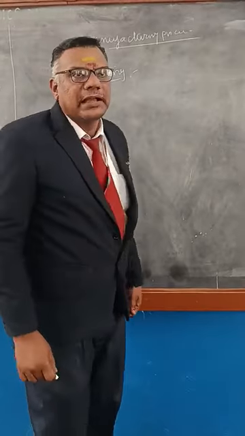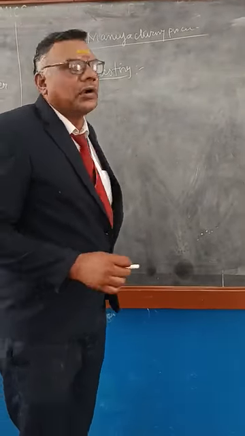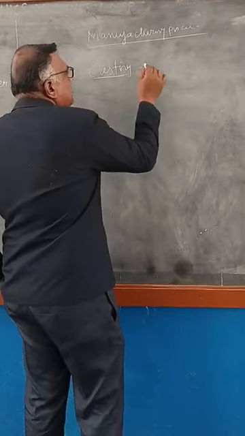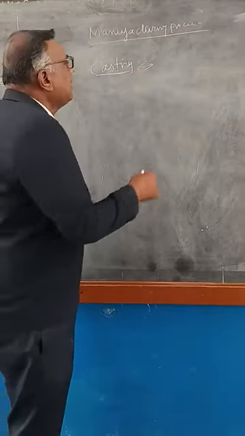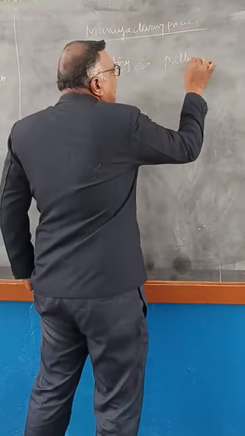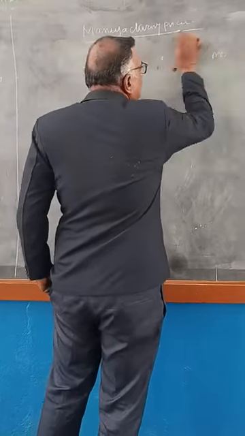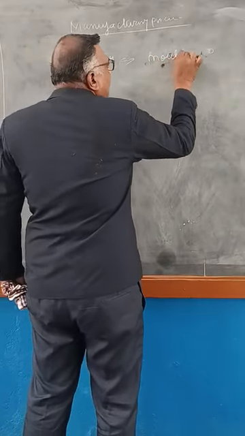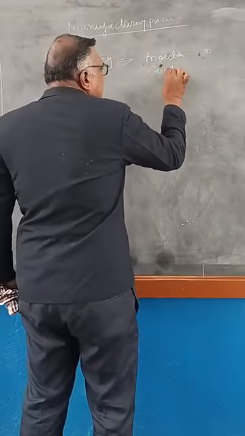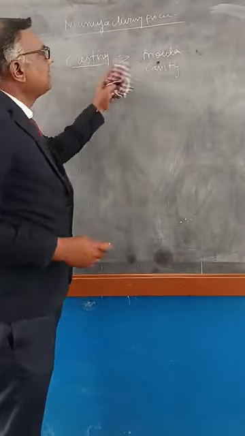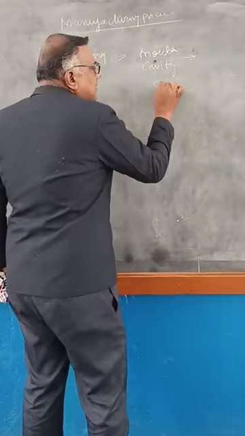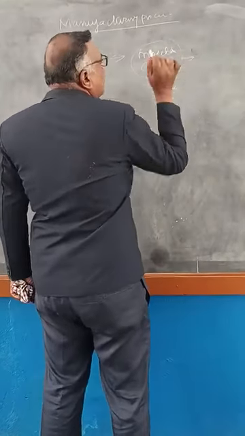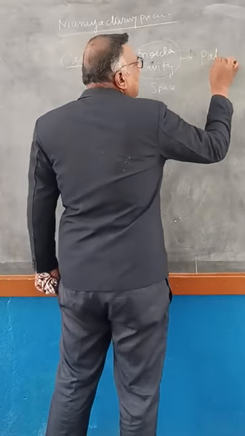What do you mean by casting? Casting is a replica of a model. For making a casting, we need a mold cavity. Cavity means it is a space where the molten metal will fill. So for making this mold cavity, we need a pattern.